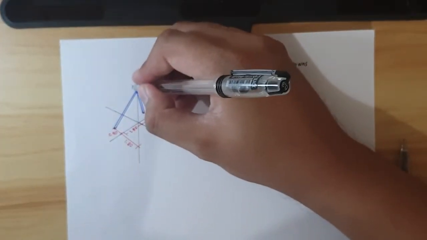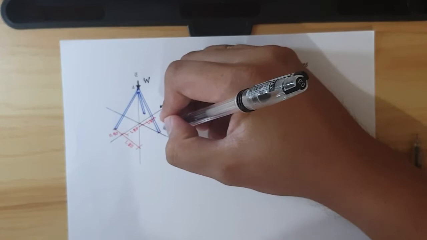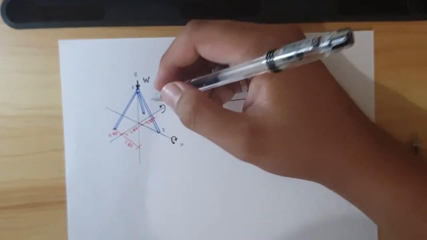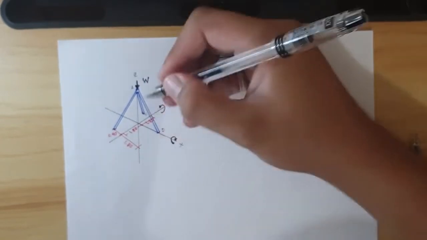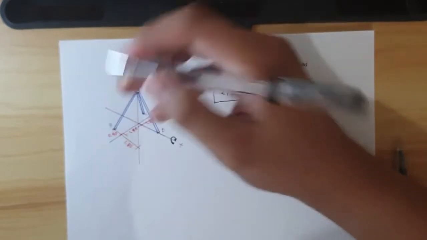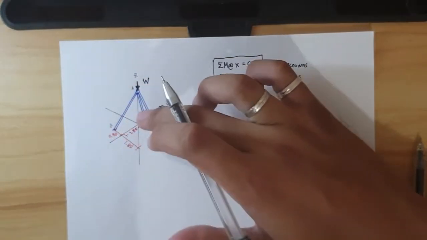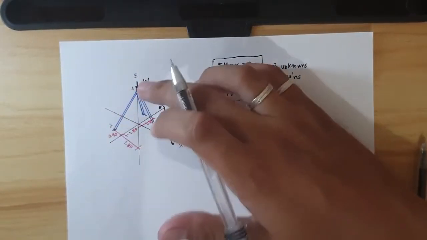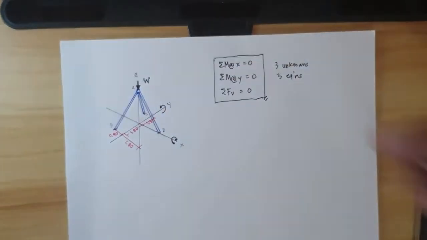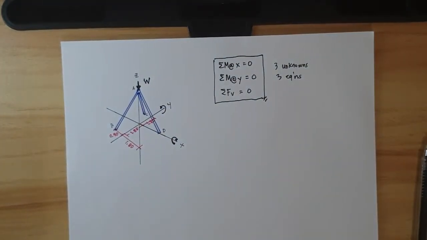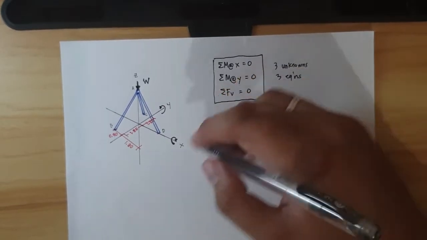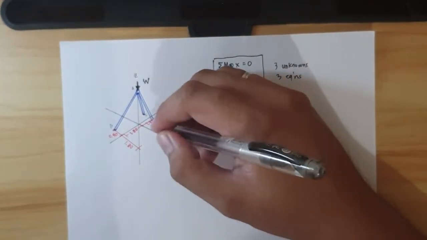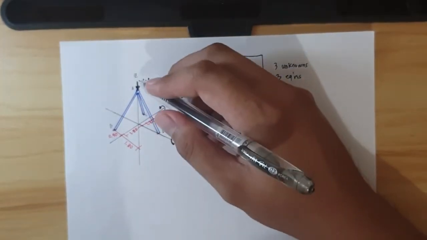So point A here is D, this one is C, and this one is B. So A, B, C, D: leg AB, leg AC, and leg AD. Okay, so this should always be our approach.